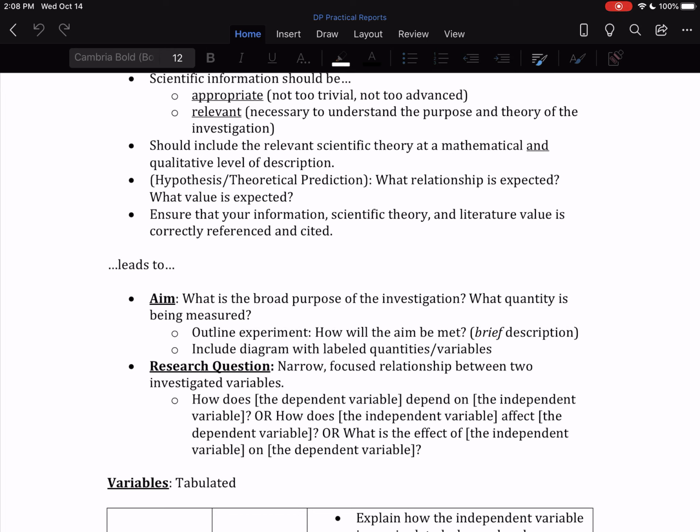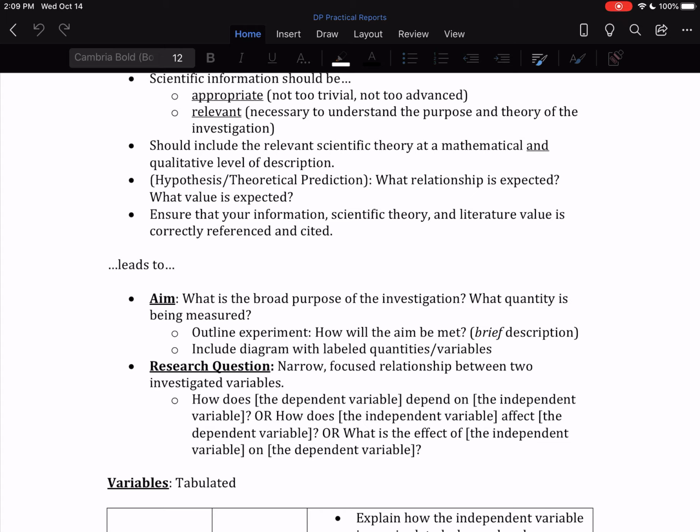The aim, that is, what is the broad purpose of this investigation? What quantity is being measured? This is the big picture answer to the question, why are we doing this? What is the purpose, broadly speaking, of the investigation? An answer to this question could be something like, we are determining this value for this reason.